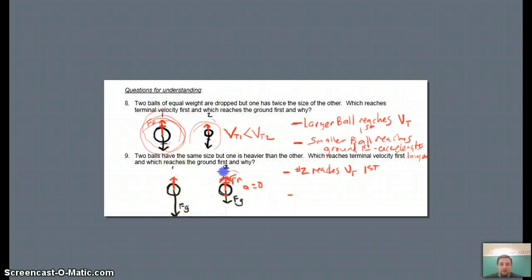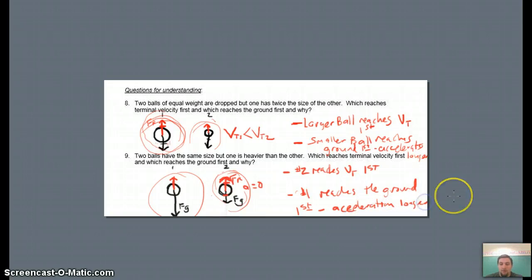Well, since ball 2 stops accelerating and moves at a constant speed, ball 1 is still speeding up. Ball 1 will end up with a higher speed because it accelerates longer. Because of this, it will hit the ground first. So ball 1 reaches the ground first. Why? Just like in situation 1, it accelerates longer. Because it accelerates longer, it ends up with a higher final velocity before it touches the ground.